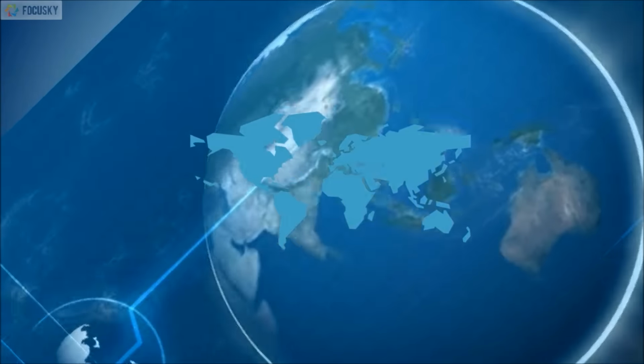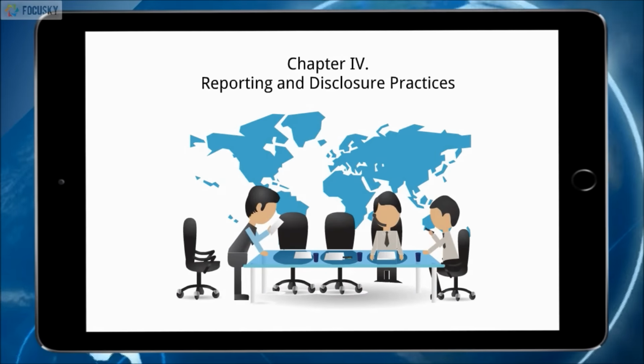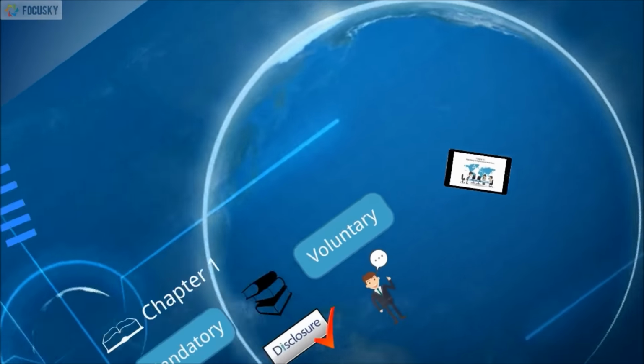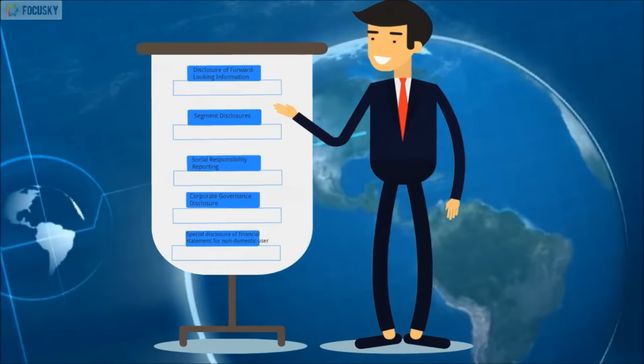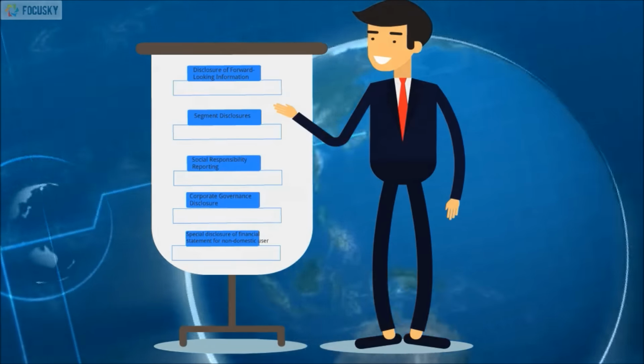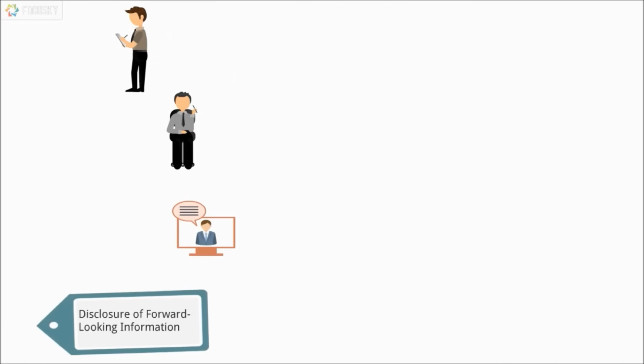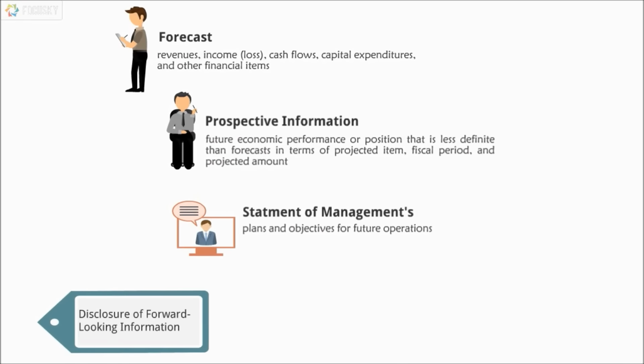Chapter 4. Reporting and disclosure practices. There are five kinds of reporting and disclosure practices in Frederick D. S. Choi's book. The first one is disclosure of forward-looking information, which includes forecasts, perspectives, and statements of management's plans and objectives.